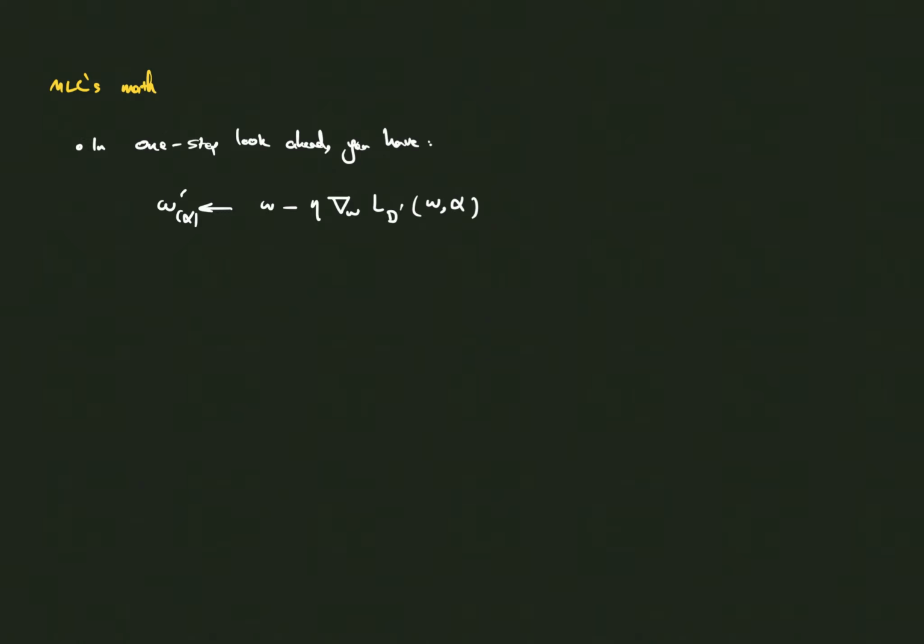Now, in the case of the one-step look-ahead, you have the W prime of alpha, which is the one-step gradient descent look-ahead of W, or omega. It is found by using the learning rate eta and the gradient of L_D prime with respect to omega, and then using it in one step of gradient descent to get to W prime, or omega prime. I refer to this as omega again. Omega prime is going to be a function of alpha.